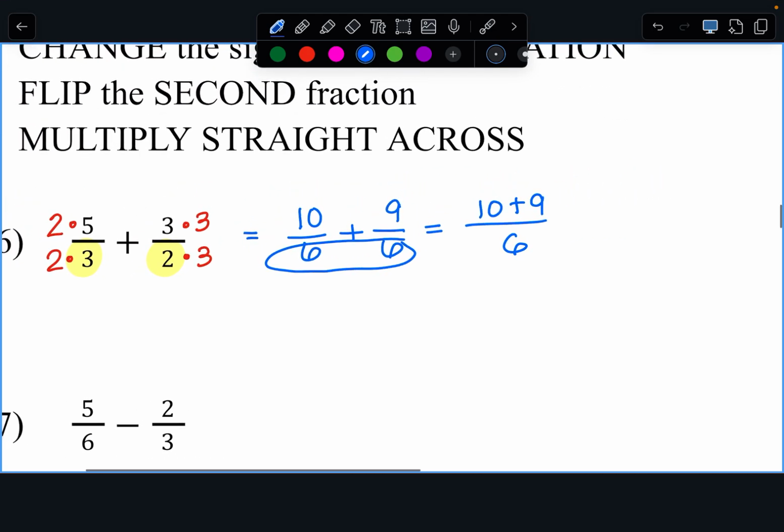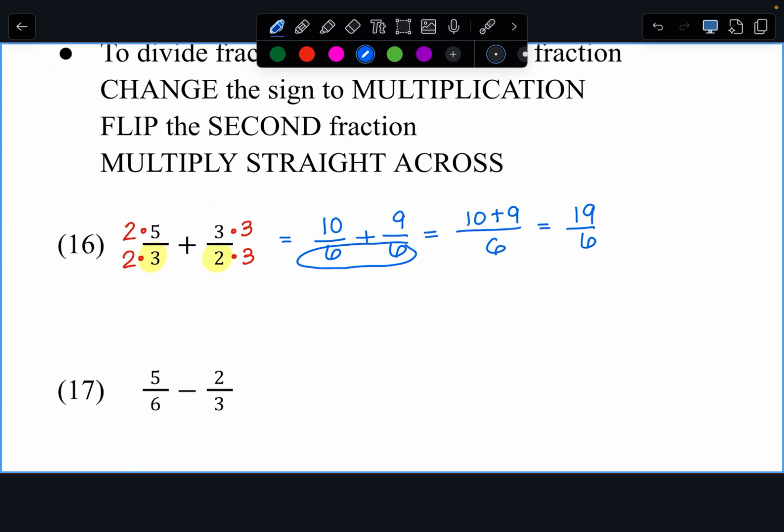Which is 19 over 6. I prefer improper fractions. That's it. If you can reduce, reduce. This one doesn't reduce because 19 is prime. Make sense? Okay. Subtracting, same idea.